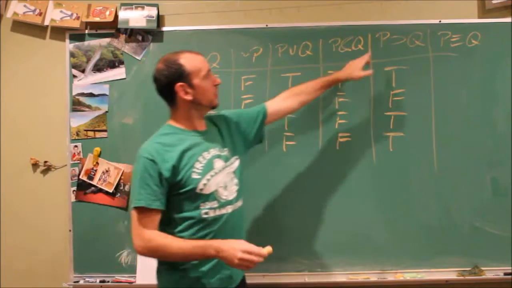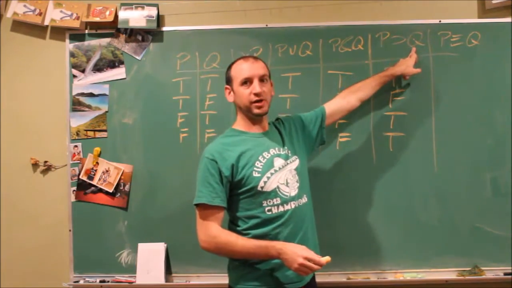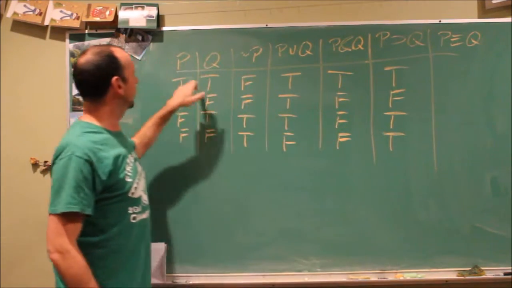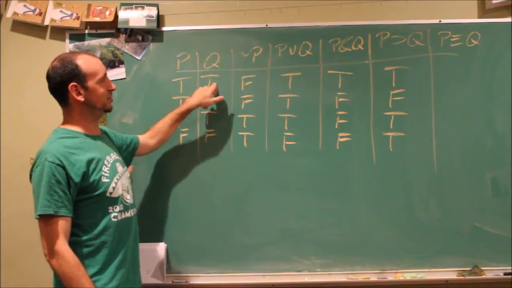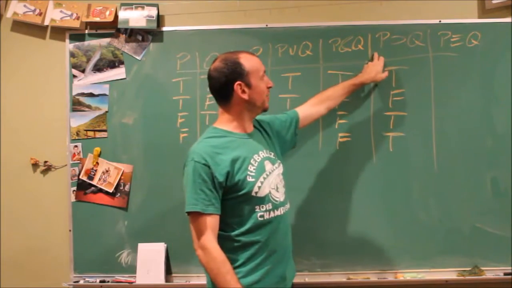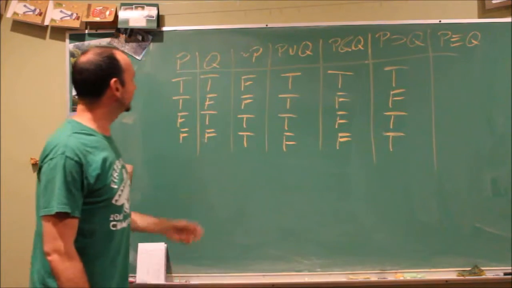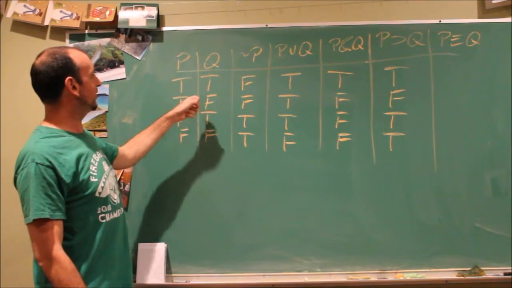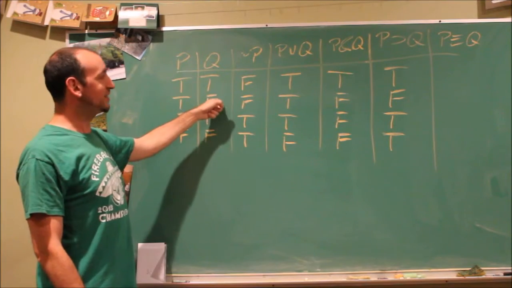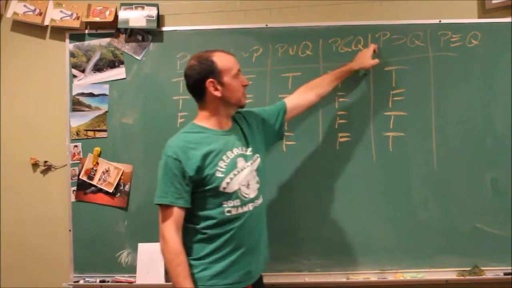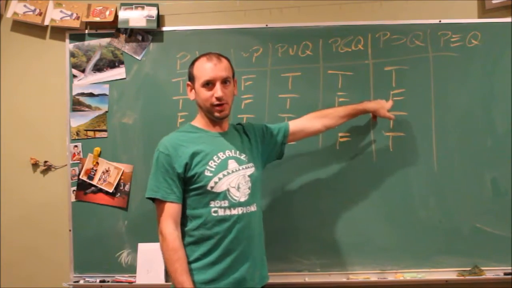If Obama gets elected, that's P, then he'll lower taxes. In this case, Obama got elected and he lowered taxes. So the compound statement, if Obama gets elected, then he'll lower taxes, turns out to be true. In our second case, if Obama gets elected is true, but he didn't lower taxes, so it's false that if Obama got elected, then he'll lower taxes.